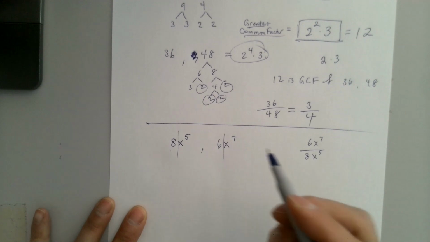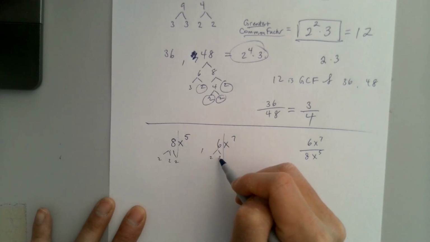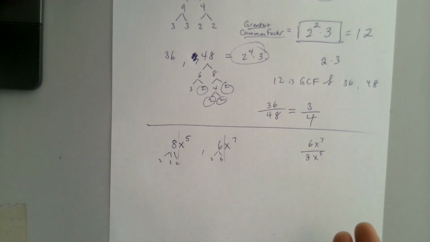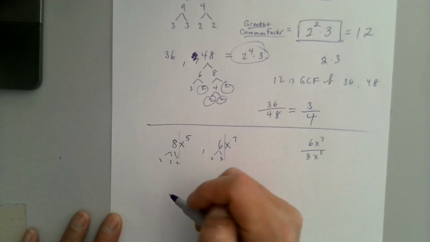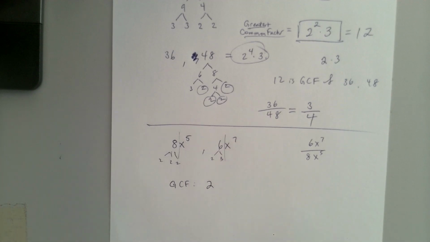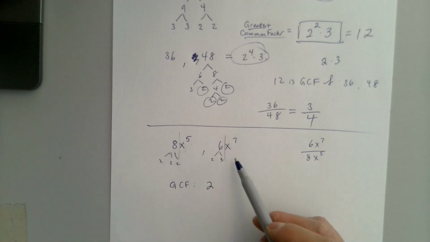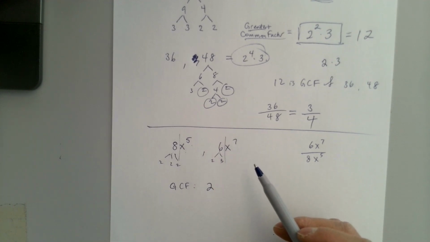Right? I could do a little factor tree if I wanted to. I get 2 times 2 times 2 here and 2 times 3. So the most they have in common is a 2. So I know my GCF is going to have 2 as the coefficient. And now I look at the variable part. I have x to the 5th here. I have x to the 7th here. So the most that they have in common is x to the 5th.